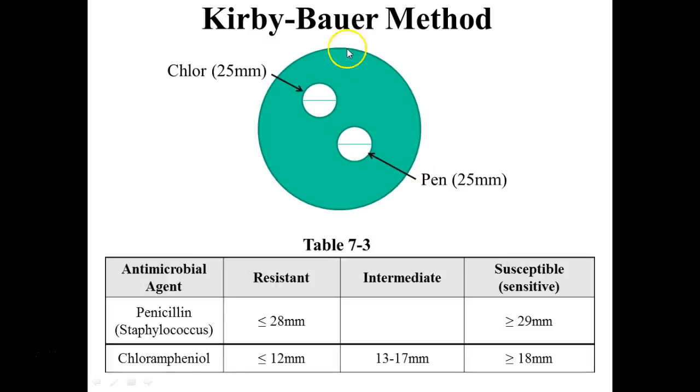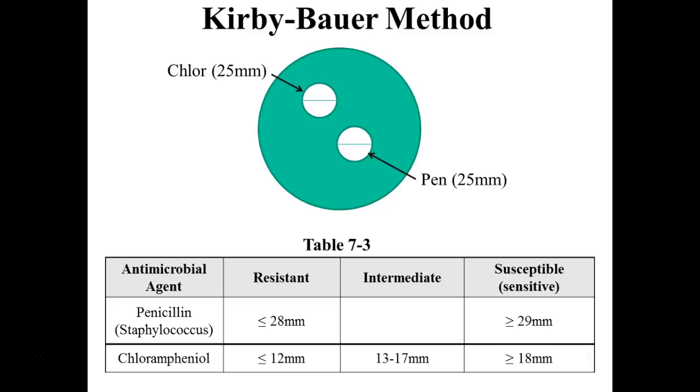So for this one, it measured 25 for chloramphenicol and 25 for penicillin. It's the same measurement, huh? But does it really matter? No, because you don't compare the measurements on the plate, right? You compare the measurement to each individual antibiotic to the table, right? So it doesn't matter that these are the same. What matters is that 25 for penicillin, that's too small, right? Penicillin's got to be 28 or bigger to be sensitive. In this case, it's resistant.